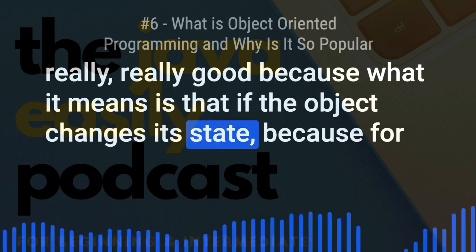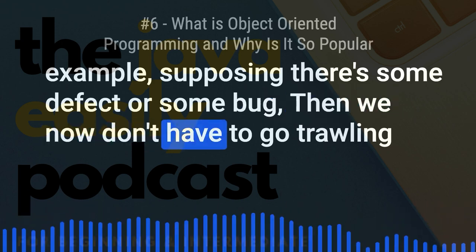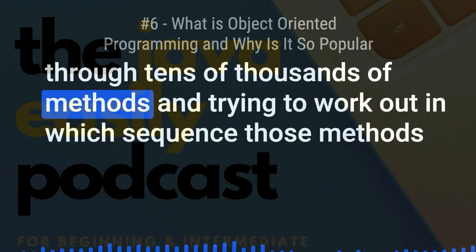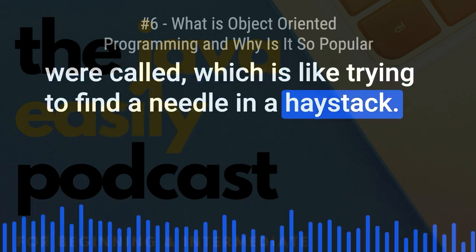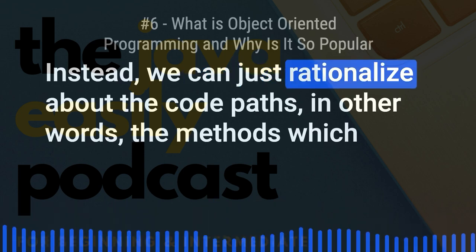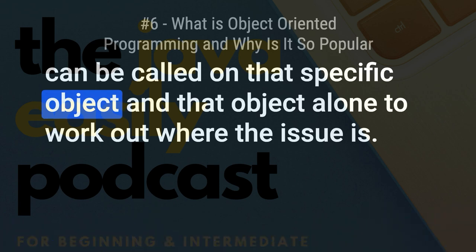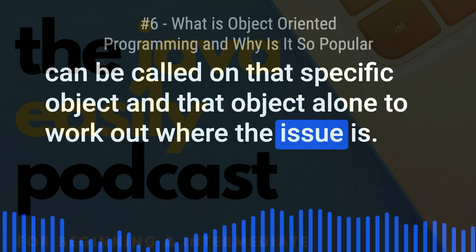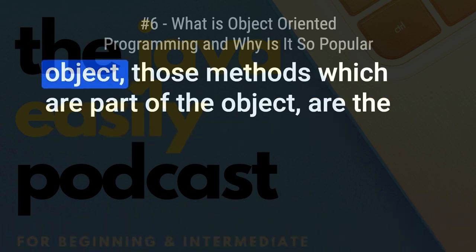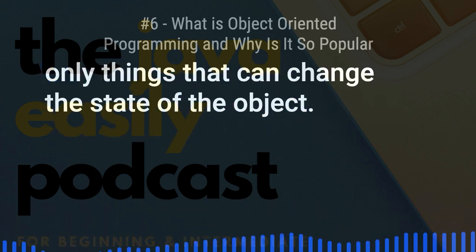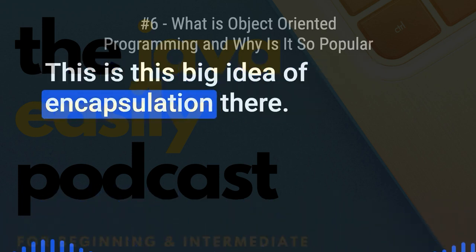that object changes its state, because, for example, supposing there's some defect or some bug, then we now don't have to go trawling through tens of thousands of methods and trying to work out in which sequence those methods were called, which is like trying to find a needle in a haystack. Instead, we can just rationalize about the code paths, in other words, the methods which can be called on that specific object and that object alone, to work out where the issue is. And the reason is, of course, because those methods which are exposed on the object, those methods which are part of the object, are the only things that can change the state of the object. This is the big idea of encapsulation.